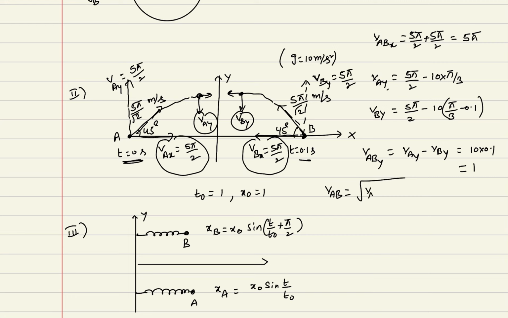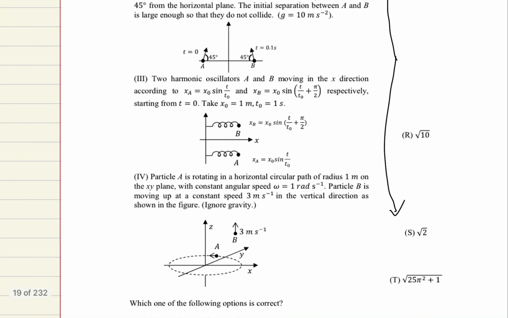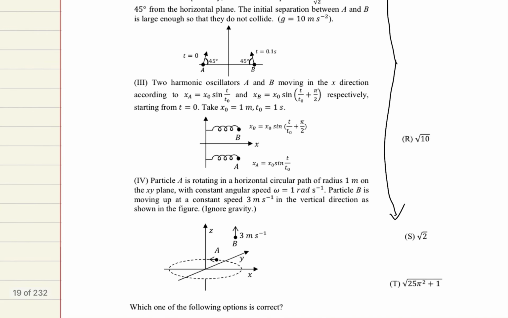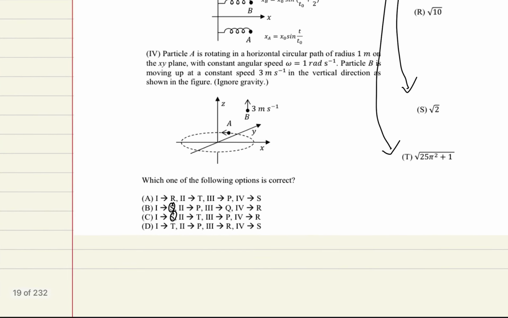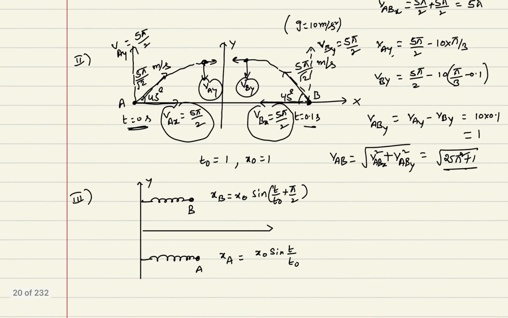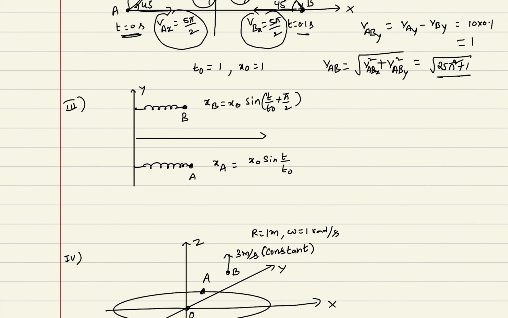So the velocity of A with respect to B is the square root of VAB along the x-axis squared plus VAB along the y-axis squared. That value is the square root of 25 pi square plus 1. This is the magnitude of the relative velocity. So this value is okay. We can see this one is matching with T. We can see option C you can take. Anyway, we'll see the remaining options also.